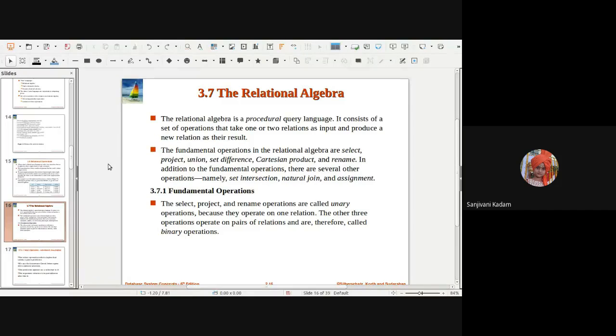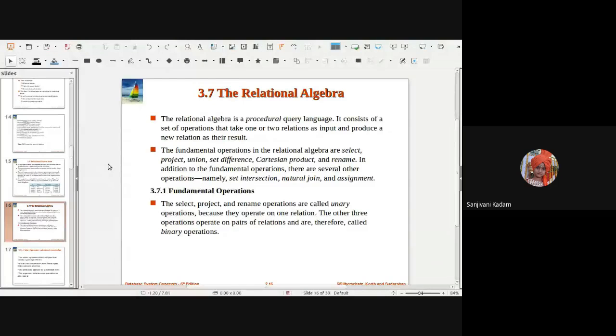The fundamental operations in relational algebra are select, project, union, set difference, Cartesian product and rename. So these are the basic or fundamental operations in relational algebra. In addition to this, we have other operations also, that is set intersection, natural join, assignment, and many more. So let us first go for the fundamental operations.